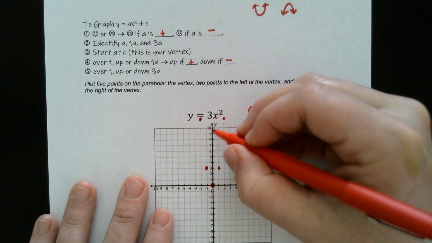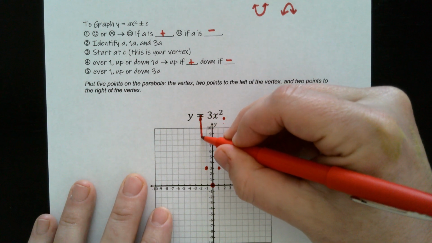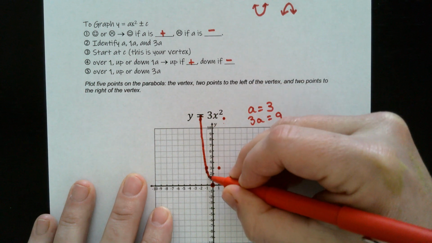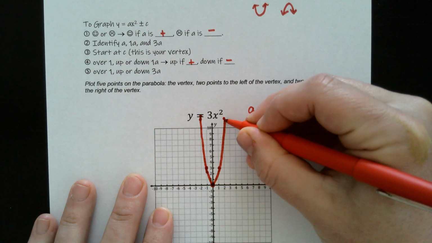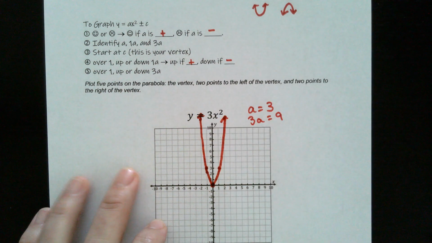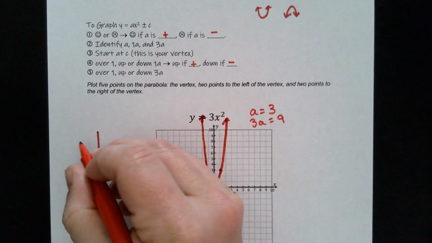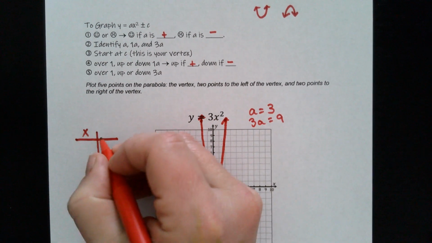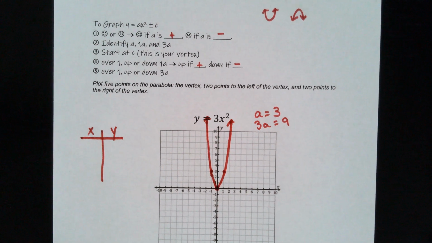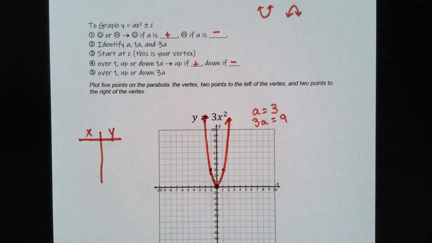Okay, so we got a parabola, a really skinny parabola because it's got a number out in front of it. But there's what your graph will look like. Okay, now this is kind of the shortcut. If you want to just create a chart with your x's and y's, just like we did on those first few parent functions, you can. I'll give you an example.